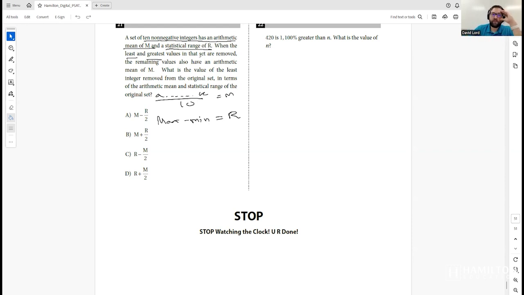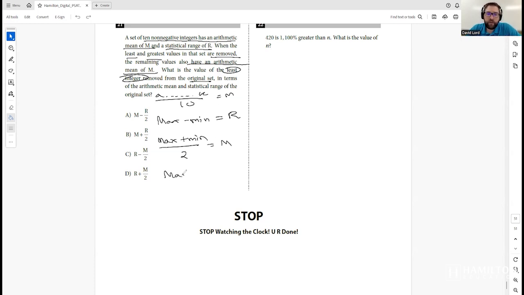I don't know if it's in order or not, but max minus min has to equal the range always. When the least and greatest values are removed, the remaining values also have the same arithmetic mean. Interesting. Well, that means that the mean of the numbers removed has to equal the mean of the original numbers. So because of that information, we know the max plus the min, the smallest plus the largest, divided by 2, has to equal the same mean as we had earlier. What is the value of the least integer removed from the original set? So we're looking for the min.